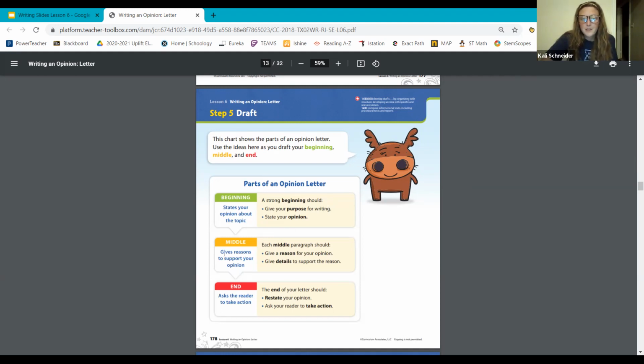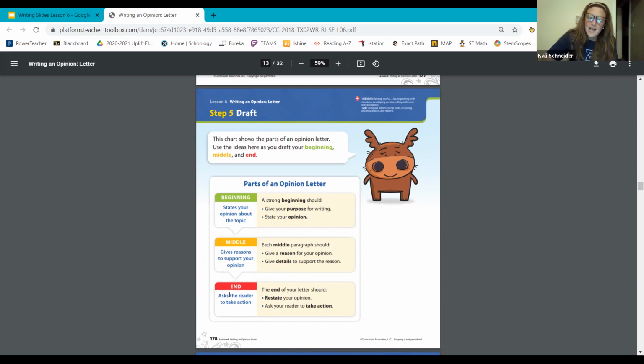So the middle part is going to give reasons to support your opinion. So each middle paragraph should give a reason for your opinion and details to support your reasons, just like we had broken down yesterday on page number 177. So that we can make sure that we have a strong middle.